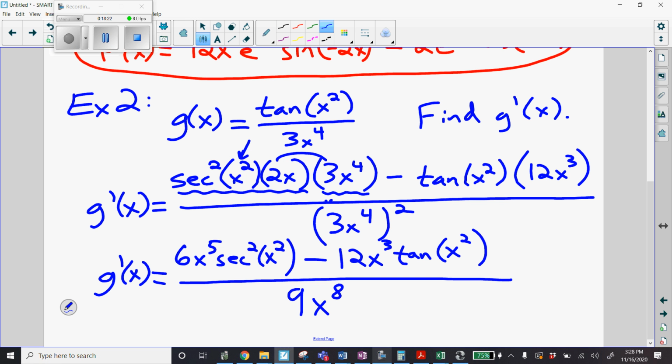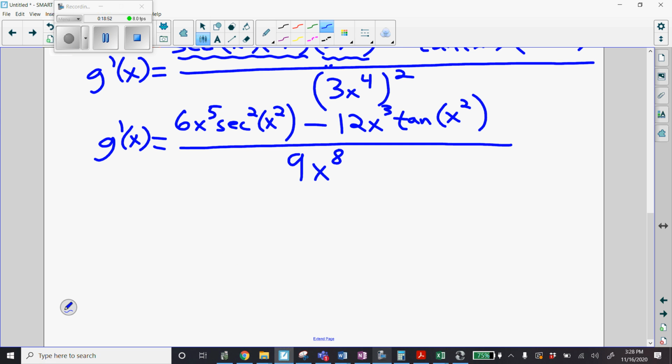Okay, looking at these numbers, I see 6, 9, and 12. Those numbers are all divisible by 3. I also see at least an x cubed in every term. Again, I'm not going to do any simplification with this x squared or this x squared. But x cubed, x to the eighth, x to the fifth, I can take out an x cubed. 6, 9, and 12, I can factor out a 3. So, what is that all going to look like?